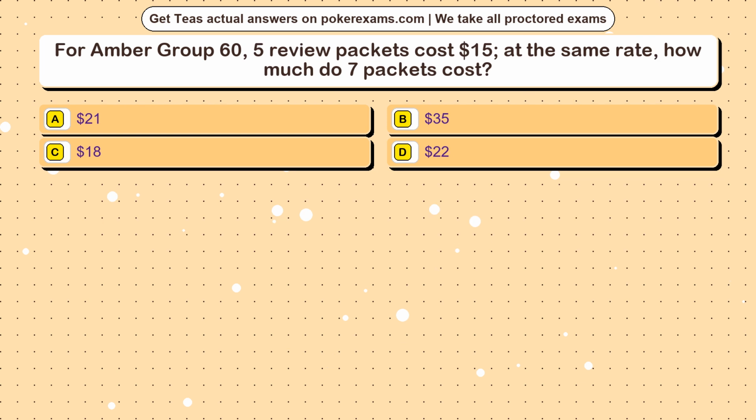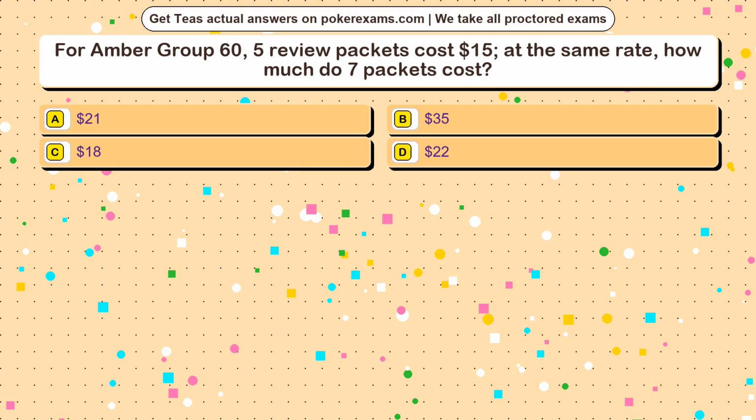Question 13. For Amber Group 60, 5 review packets cost $15. At the same rate, how much do 7 packets cost? Option A, $21. Option B, $35. Option C, $18. Option D, $22.